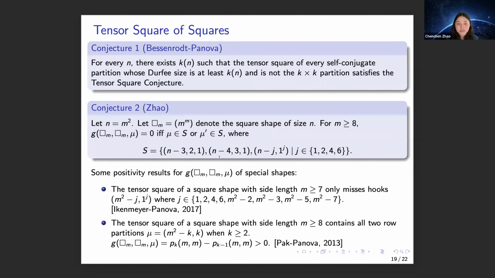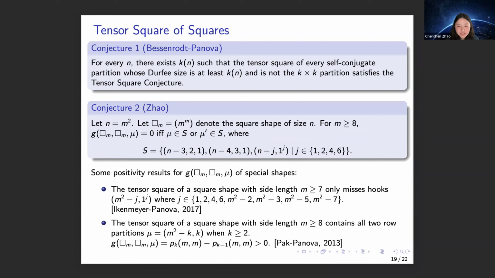Here are some positivity results along the way when people were proving positivity for the Saxl conjecture or other things. It's been proved that the tensor square of a square shape with side length at least 7 only misses hooks when j is from the set 1, 2, 4, 6, m squared minus 2, m squared minus 3, m squared minus 5, and m squared minus 7. So it only misses some hooks and their conjugates.